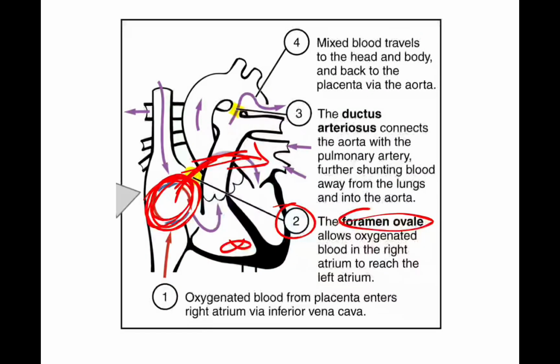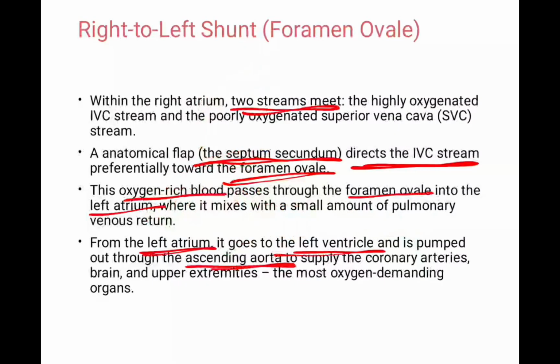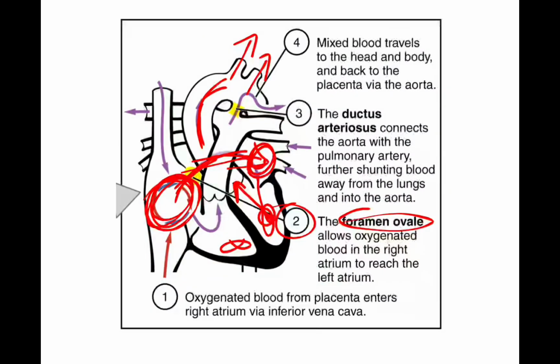So blood is moving from the left atrium here to the left ventricle and is being pumped out in this direction into the aorta to supply the oxygen dependent organs of the body. So that is that about the right to left shunting through the foramen ovale. Remember we said a little amount of blood goes through the right ventricle. We'll talk about that amount of blood soon.